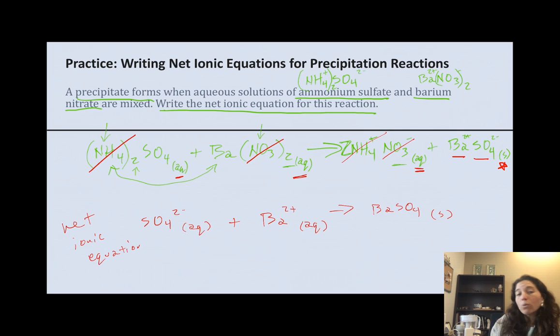Remember that your total ionic equation is where everything is split into ions. You won't be asked that most of the time. You'll usually be asked for this one. But don't get them mixed up.